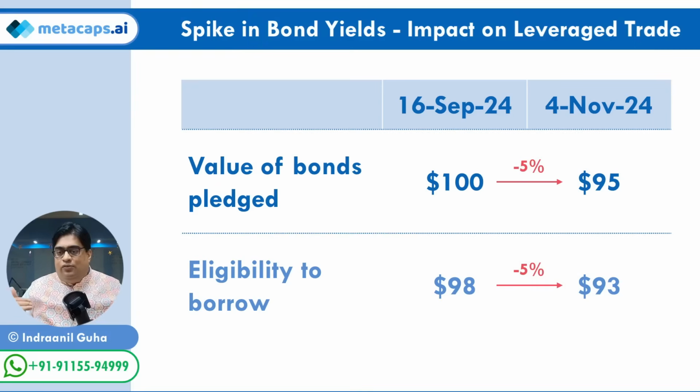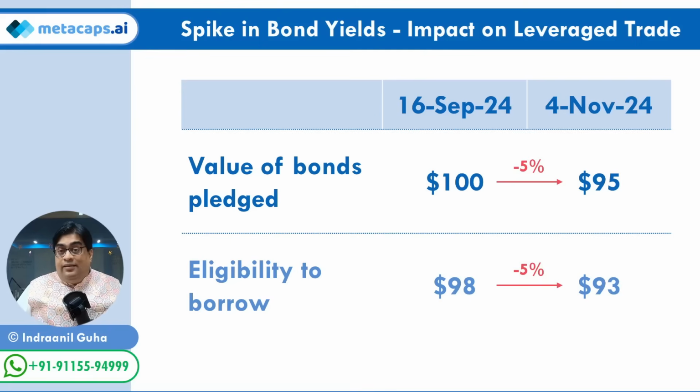So you now have a situation where the FII has actually borrowed $98, but his maximum eligibility to borrow is $93. And this is going to lead to a situation where the lender is going to insist that the FII returns this excess $5. This phenomenon is what is called margin call. And when you get a margin call, the FII has no other option left but to sell stocks worth $5 in order to return these $5 to the lender.